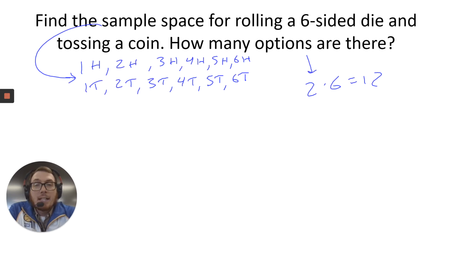Next one is roll a 6-sided die and toss a coin. Find the sample space. That's a list. So notice here I did 1 through 6 with heads. So 1 heads, 2 heads, 3 heads, etc. And then same thing with tails. 1 tail, 2 tail, 3 tail, etc.